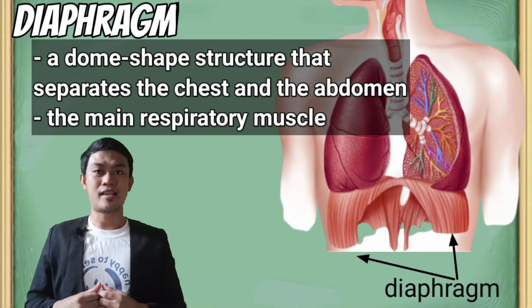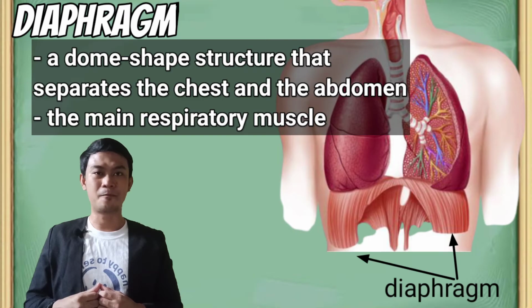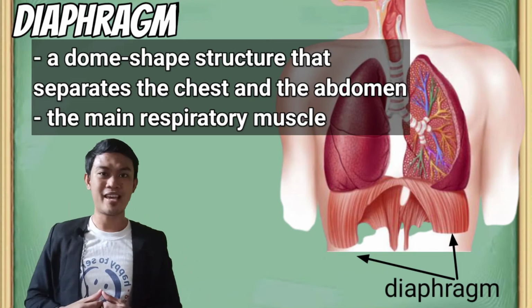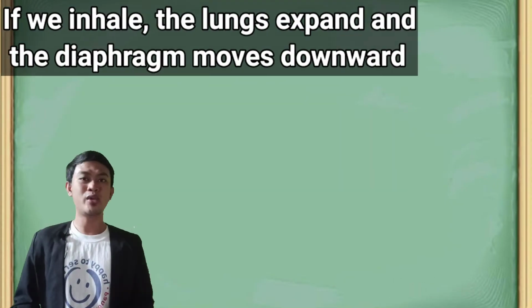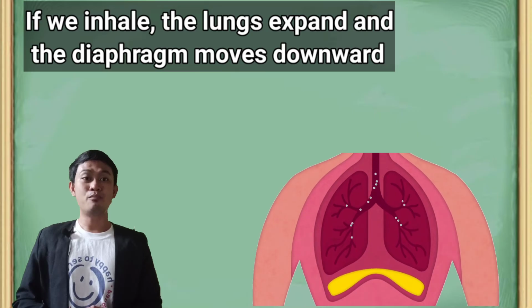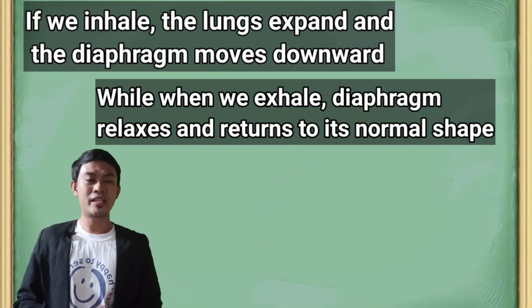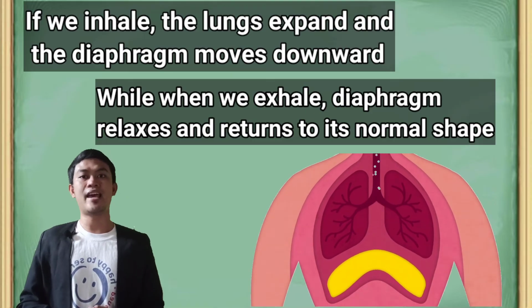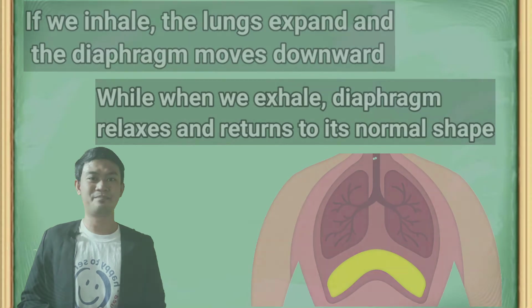During this breathing process, the diaphragm is busy as well. It is a dome-shaped structure that separates the chest and abdomen. If we inhale, the lungs expand and the diaphragm moves downward. While when we exhale, the diaphragm relaxes and returns to its normal shape.